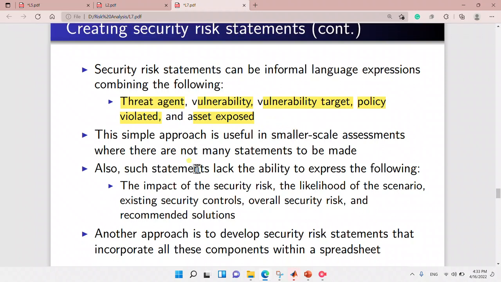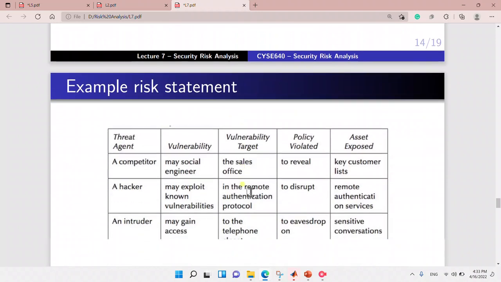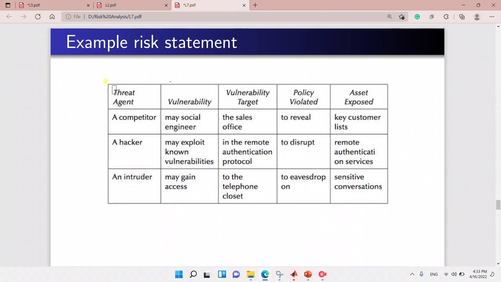This simple approach is useful in smaller scale assessments where there are not many statements to be made. Also, such statements lack the ability to express the impact of the security risk and the likelihood of the scenario and the existing security controls, overall security risk, and recommended solutions. Another approach is to develop security risk statements that incorporate all these components with a spreadsheet: the impact of the security risk on the company, the likelihood of the scenario, the existing security controls, overall security risk, and recommended solutions.